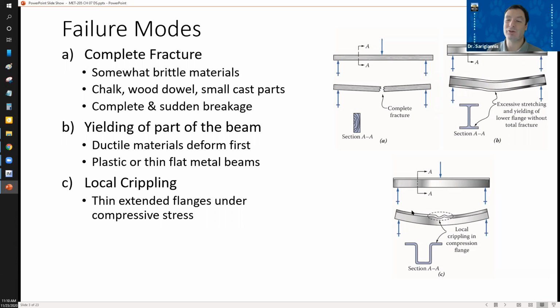This is interesting, this sort of local crippling. If you have a beam of cross-section like this, you might get some crippling on the flange as you start loading it up. So the rest of the beam might be fine under the load, but your first point will start failing on the flange here. So that's a local crippling, they call it.